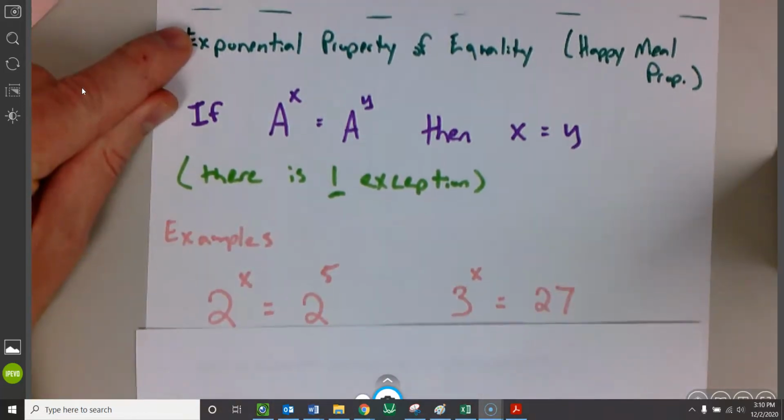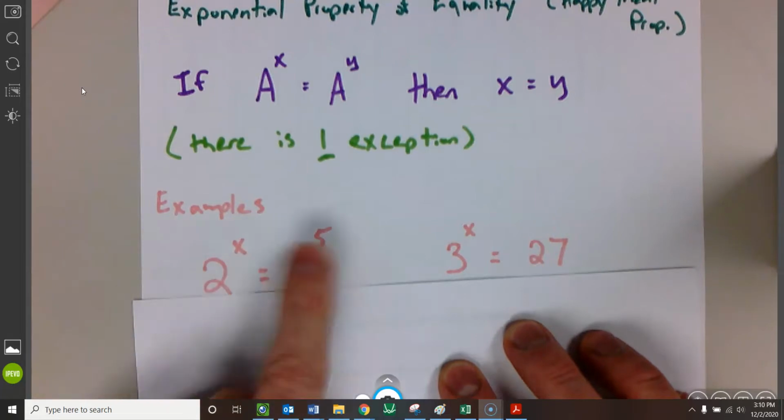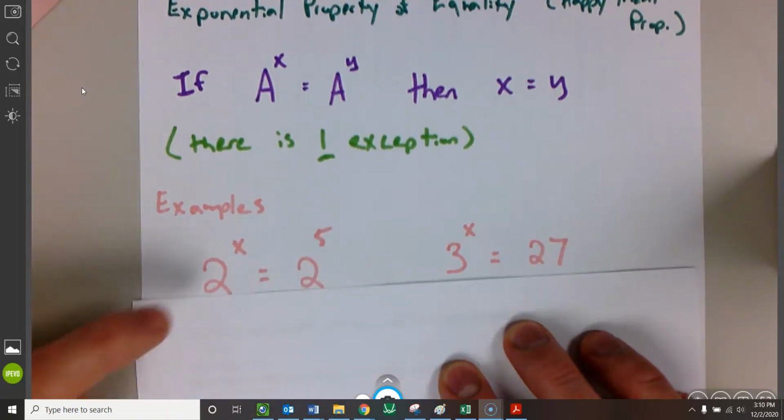Here are some easy examples. If 2 to the x power is the same as 2 to the 5th power, then x has to be equal to 5. I mean, that just makes sense. 2 to the 5 has to equal 2 to the 5.